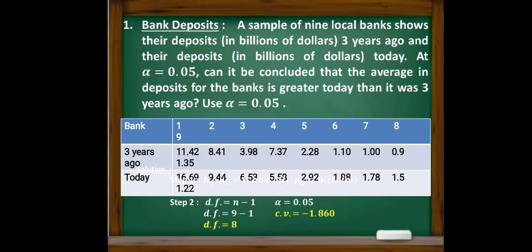At alpha 0.05, the question is, can it be concluded that the average in deposits for the banks is greater today than it was 3 years ago? So use alpha 0.05. So we have here the data. We have 9 banks, then the data 3 years ago and today. So now let us apply the steps in solving.